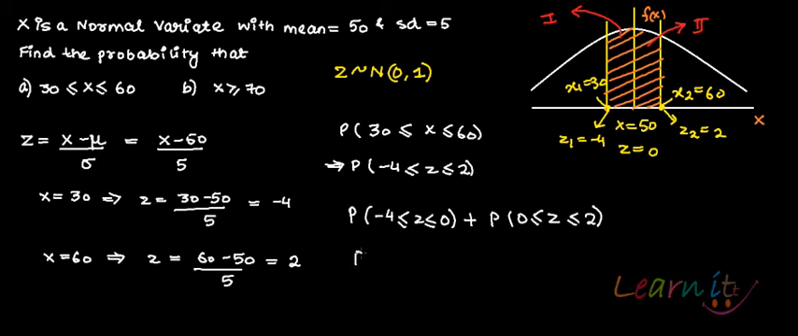Now by symmetry, you can write this as 0 is less than or equal to z is less than or equal to 4. See, this curve is symmetrical. So whether you calculate the probability that z lies between minus 4 and 0, it is the same as finding the probability that z lies between 0 and 4. Plus P(0 is less than or equal to z is less than or equal to 2).